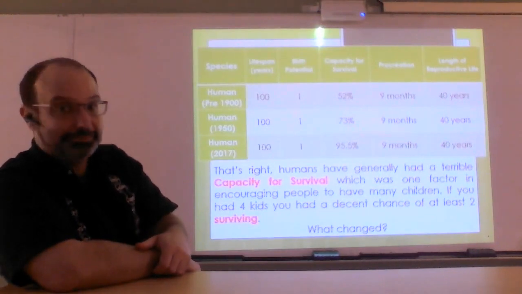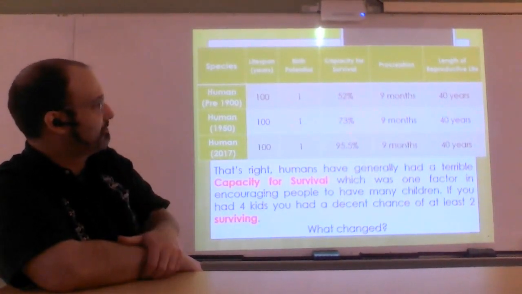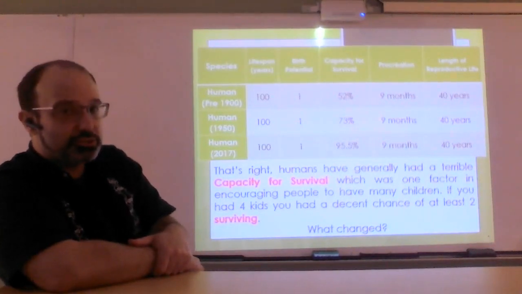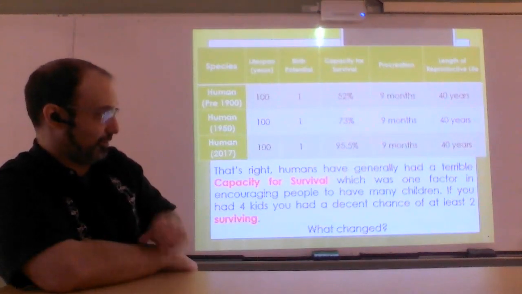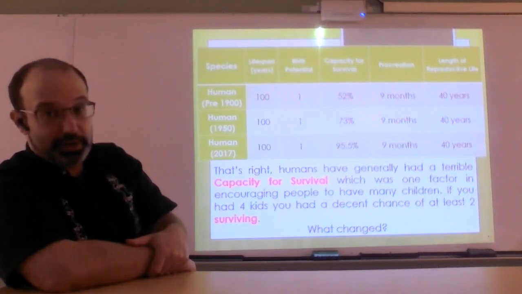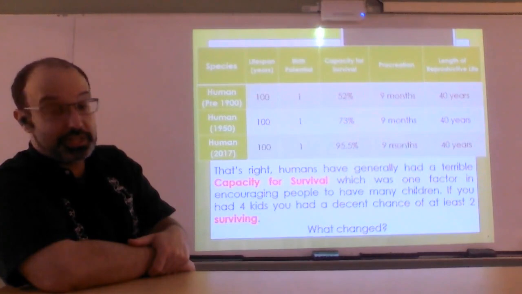Humans. Uh-oh. Lifespan about 100 years. I'm being generous. Not all of us will go that far. Birth potential is usually one. You can get twins, you can get triplets, but usually it's one. Capacity for survival. We'll get back to that. Procreation takes about 9 months, and reproductive life cycle is about 40 years, give or take.